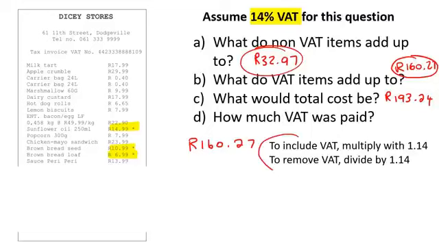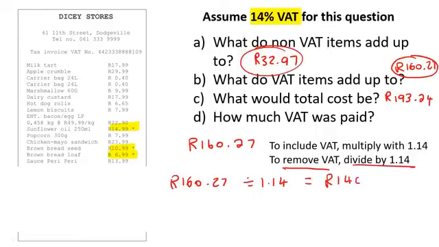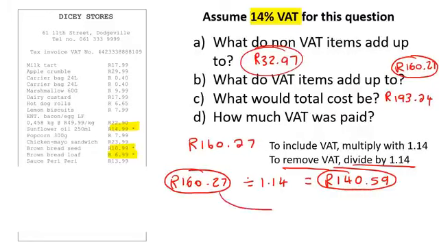Rather use this little thing that I've showed you before. So this number already includes VAT. So to remove the VAT, divide by 1.14. Okay, and if we round that to 2 decimal places, that'll be 140 Rand and 59 cents. Now, this is the price with VAT. This is the price with no VAT. So by minusing those two, we can see how much VAT was added.